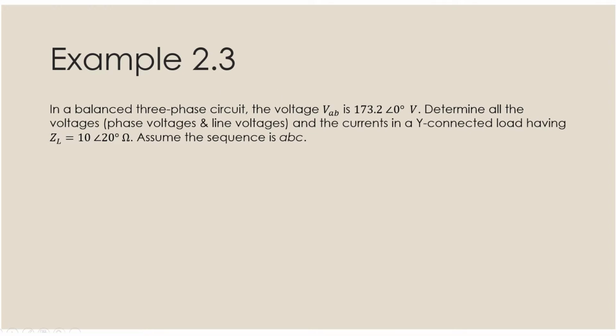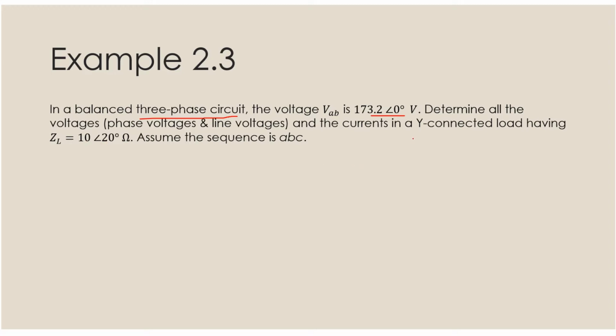So in this example, in a balanced three-phase circuit, the voltage VAB is 173.2 and the reference is at 0. So when the degree is at 0, automatically VAB is the reference. Determine all the phase voltages, line voltages, and the current in a Y connected load having ZL of 10 with 20 degrees. Assume the sequence is ABC.